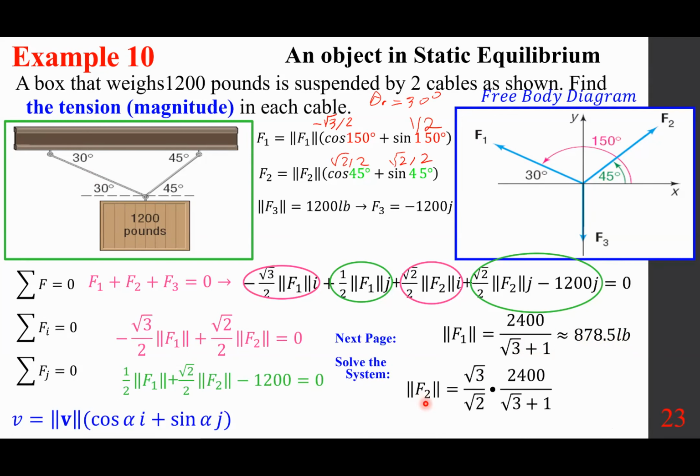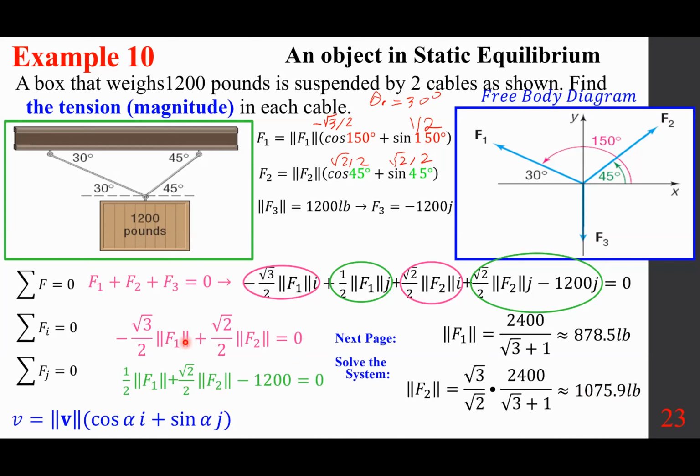And for the second one, square root of 3 over 2 times 2400 over square root of 3 plus 1. Again, with a bunch of decimals, and then you round it accordingly. It's 1075.9 pounds. Now, how did we get this? We solved this system. So let me quickly show you how you solve this system. I want to go over the elementary algebra behind this system, because the system may appear to be a little bit involved for some students.